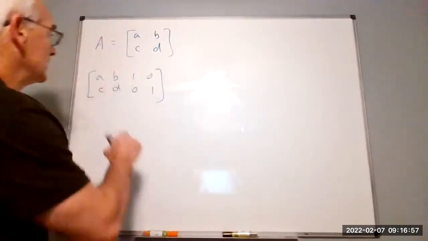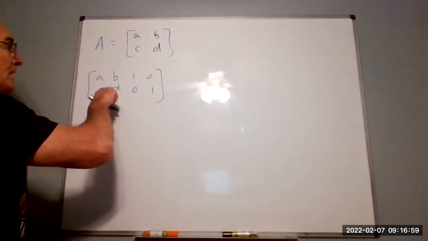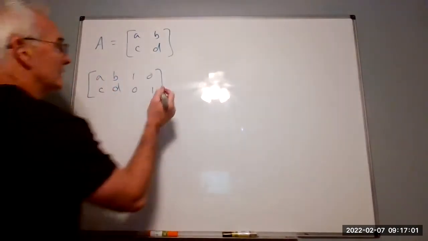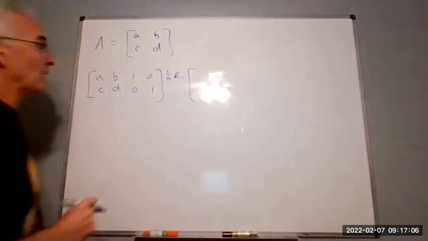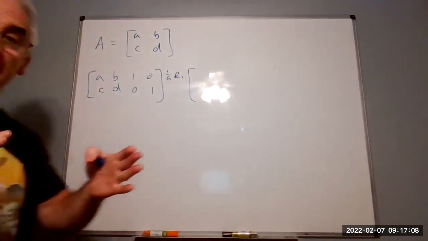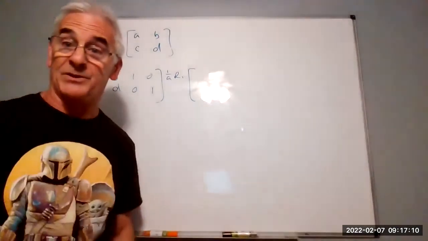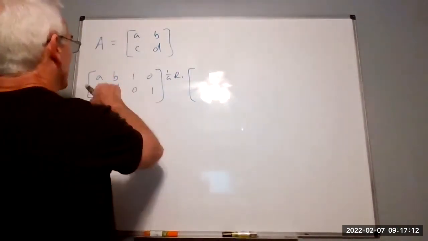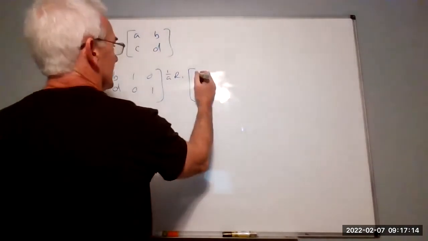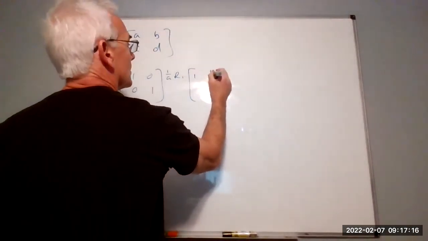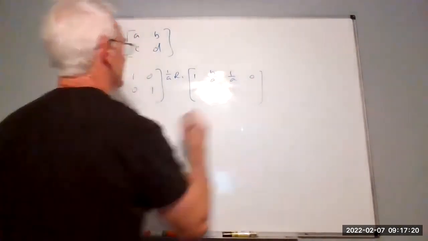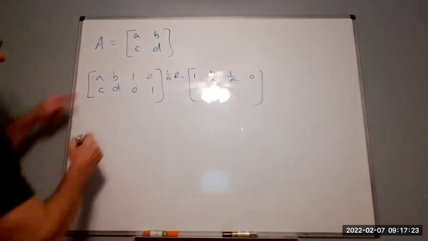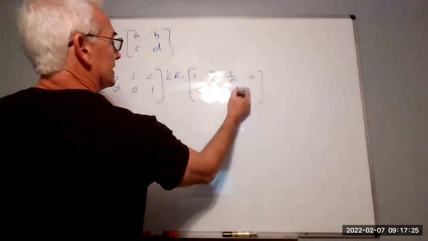No big deal. So the first thing I'm going to do is I'm going to multiply row 1 by 1 over A. By the way, we're assuming A is not 0. We're assuming A inverse exists. We're assuming what we do is possible. By the way, what if A was already 1? Well, great. So now I'd have 1, B over A, 1 over A, 0. Okay. C, D, 0, 1.